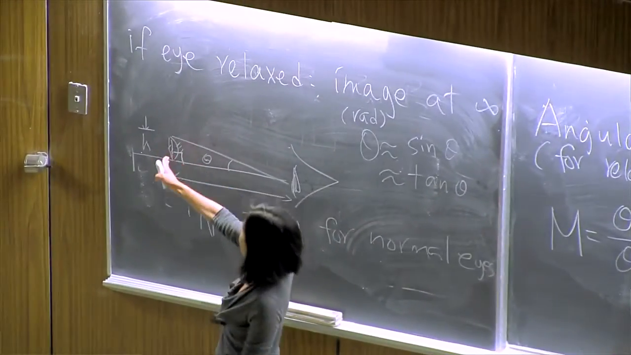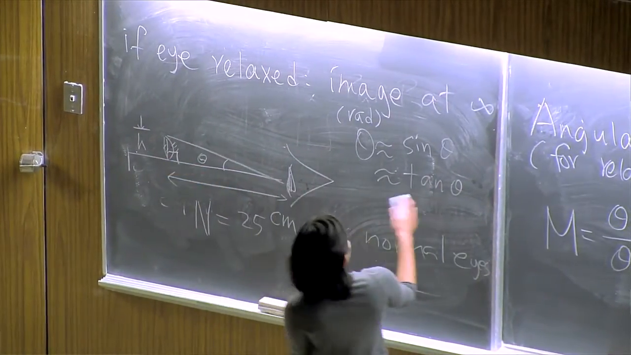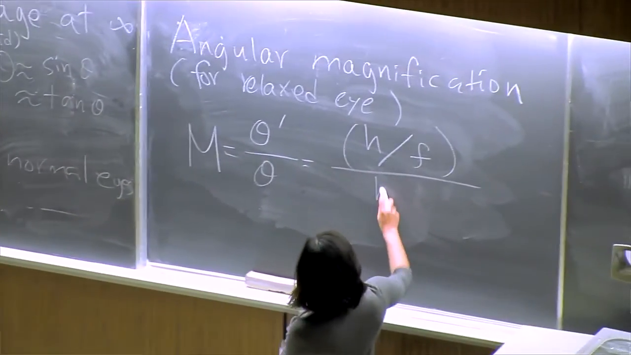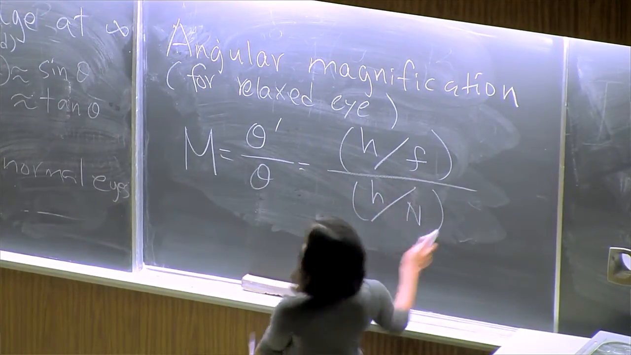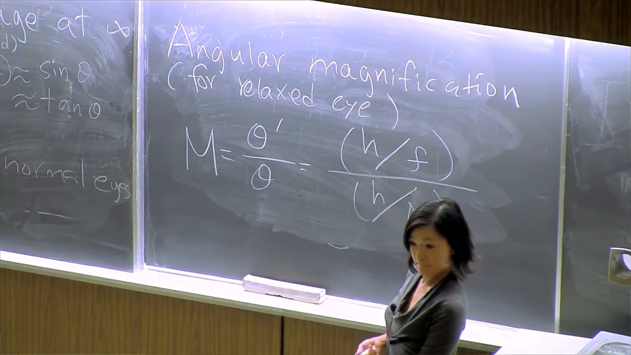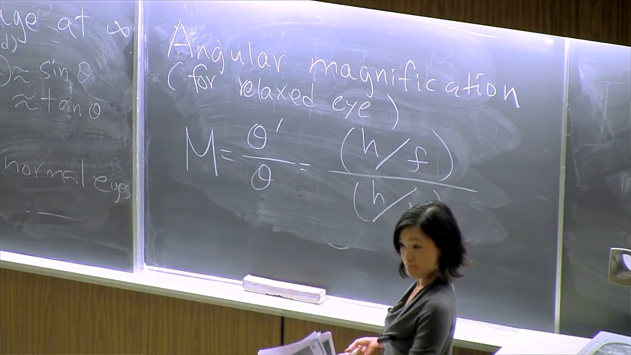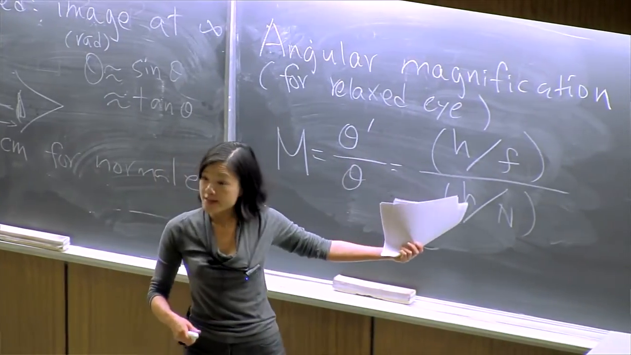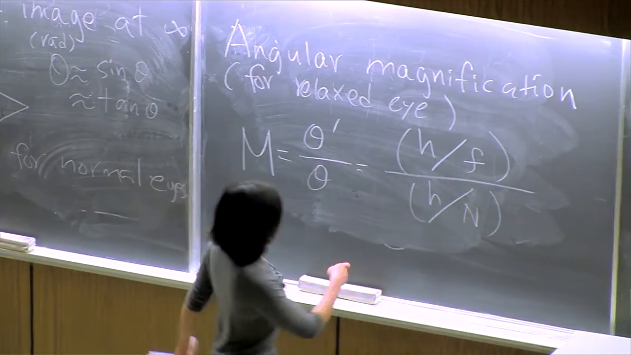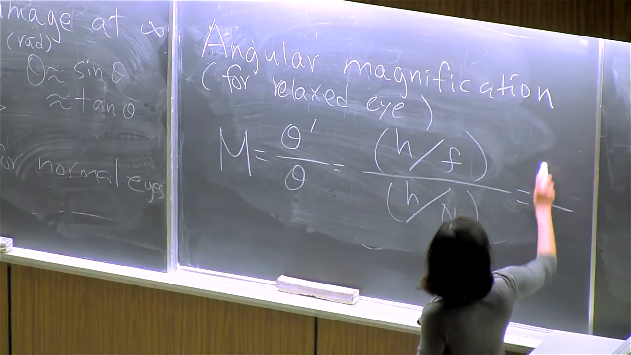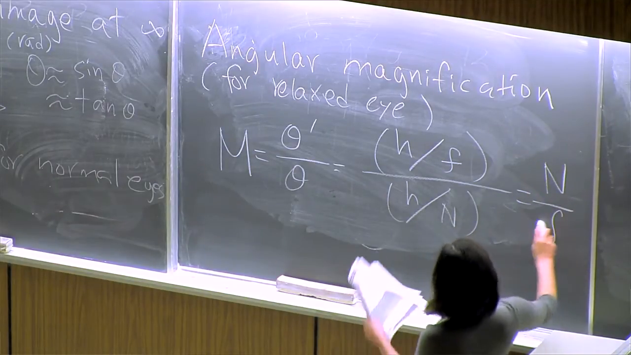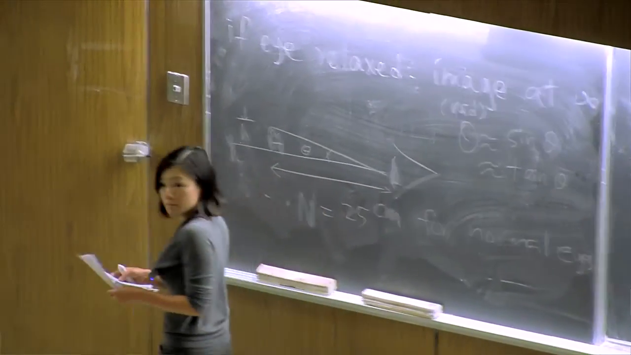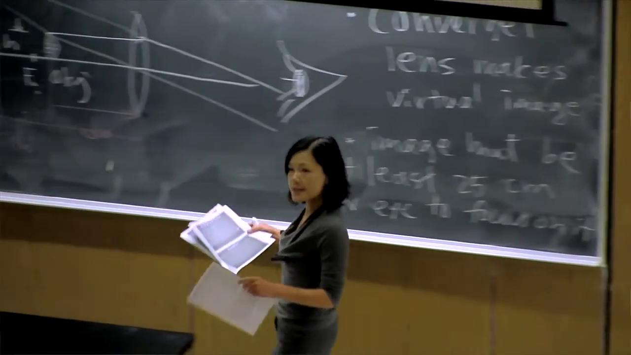So tangent will be this divided by that. So that tells us theta is h divided by n. So far so good? Good. All right, so h and h can cancel. In the end, this will give you just n divided by f. Any questions about this?